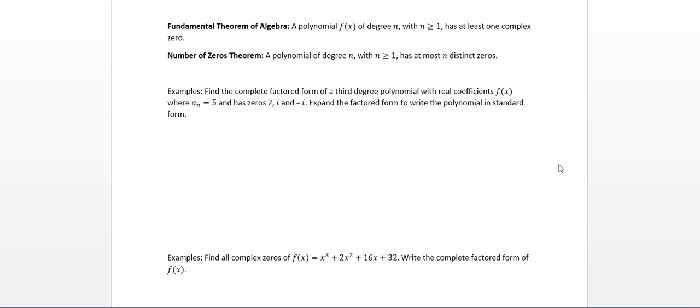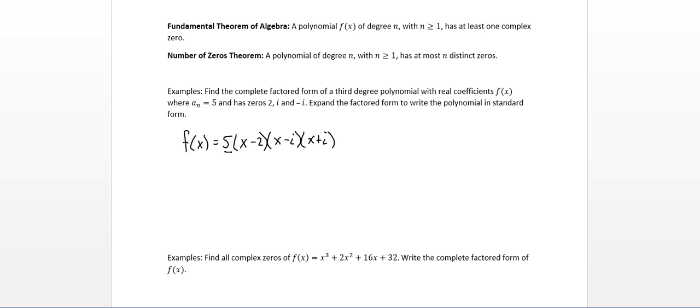So if I want to find the complete factored form of a third degree polynomial with real coefficients, where a sub n equals 5, so I have f of x, my leading coefficient is 5, I have a zero of 2, so I have a factor of x minus 2. A zero of i, so I'll have a factor of x minus i. A zero of x equals negative i, so a factor of x plus i. And then we can expand this to write it in standard form.